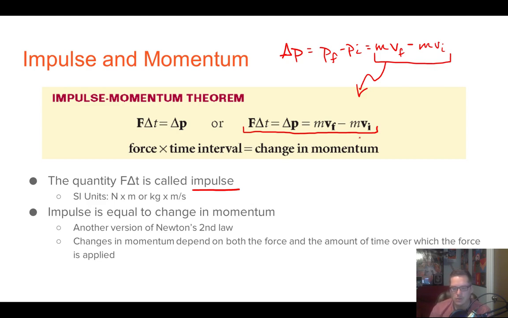All right, so these are the units for it. The SI unit is Newton meters, or kilograms times meters per second, and these should look very familiar to you. These are both joules. Okay, so impulse is essentially a change in momentum. So remember, acceleration was a change in velocity. Same relationship here. Impulse is the change in momentum. It's essentially just another version of Newton's second law. Okay, so the change in the momentum depends on two things. It depends on the force being applied and the amount of time over which that force is applied.